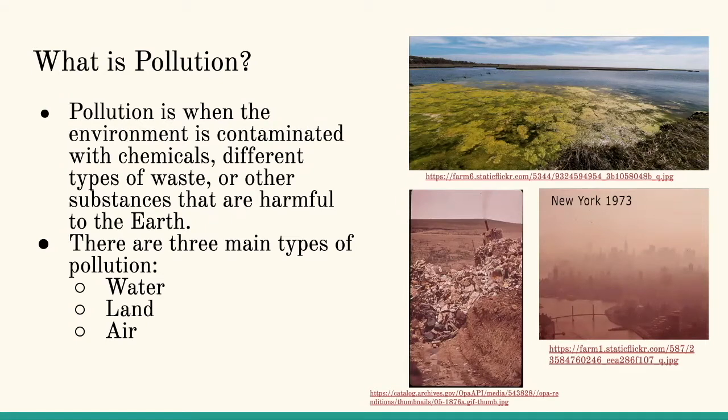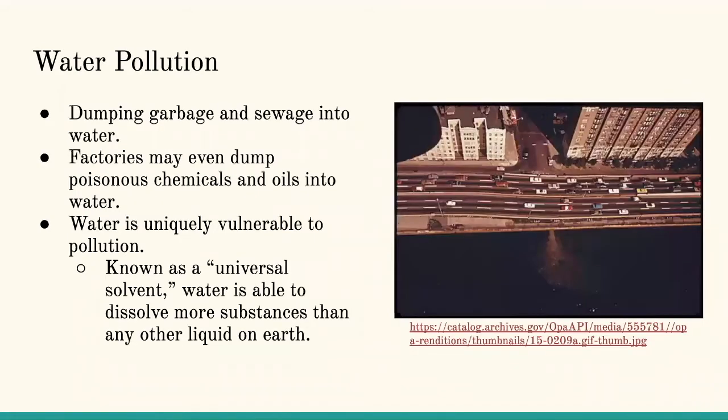the earth. There are 3 main types of pollution: water, up top, land, shown in the picture to the left, and air, to the right. Some examples of water pollution are when humans dump their garbage and sewage into the rivers, lakes, ponds, and oceans. Sometimes even factories will dump poisonous chemicals or oils into the waters. You can see sewage leaking into the river in the picture shown to the right.